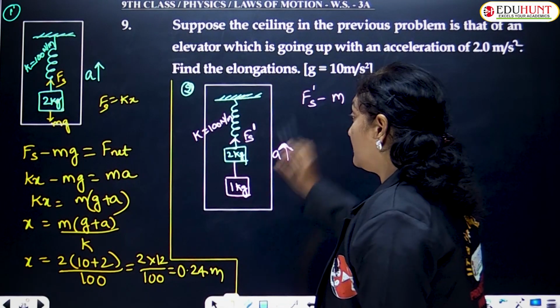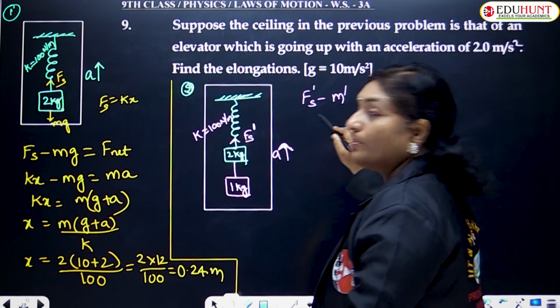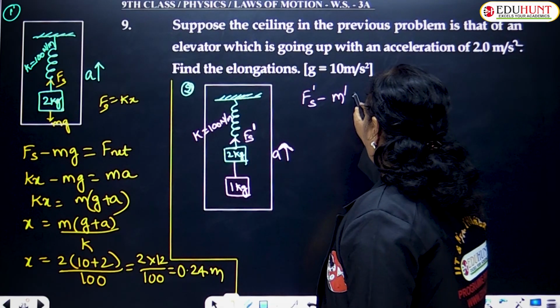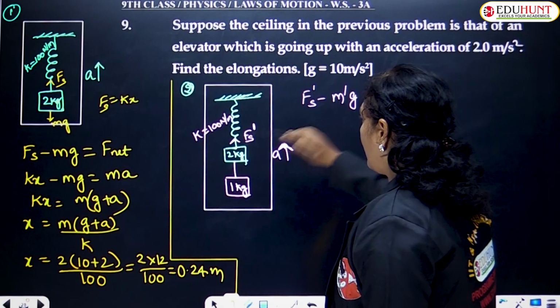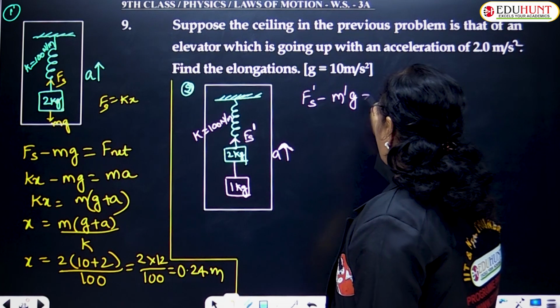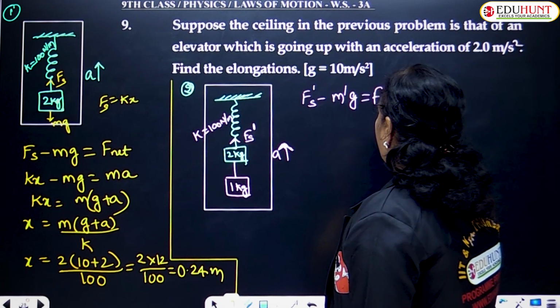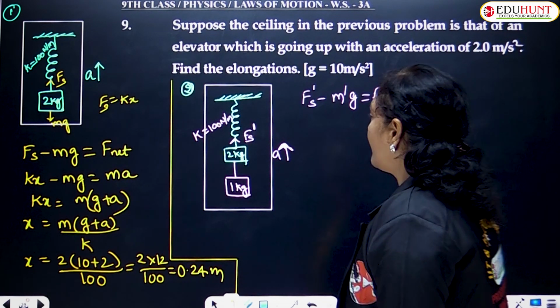Here 2 plus 1, 3 kg mass is suspended, so the new mass is suspended. The value of mass changes, so m dash g. Upward force minus downward force is equal to net force. So net force is F net. What is Fs dash, children?